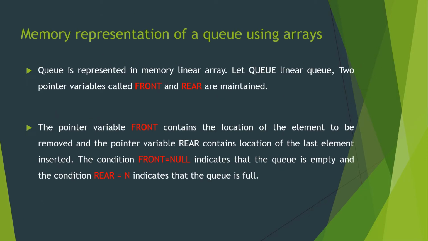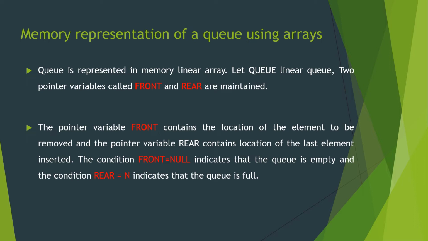So here is the memory representation of a queue using arrays. Then what is an array? An array is an ordered collection of homogeneous elements of the same data type under the same name. Here the queue is represented in memory in a linear array fashion. Let the queue be a linear queue. There are two pointers present in this representation: one is front and the other is rear. The pointer variable front contains the location of the element to be removed, and the pointer variable rear contains the location of the last element inserted.